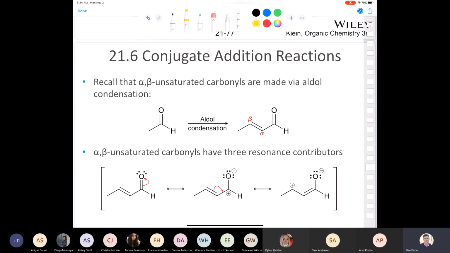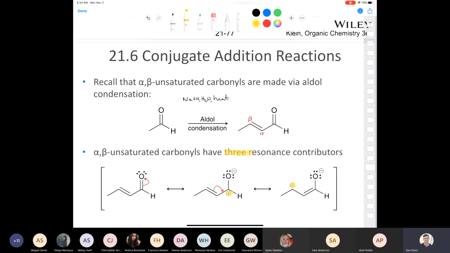Recall that an alpha-beta unsaturated carbonyl is made via an aldol condensation. And we said the conditions for doing that were what? Sodium hydroxide in water, and we heated it up, right? And that drove the E1CB reaction, and we made a conjugated system, right? Well, if you look at the resonance contributors for that alpha-beta unsaturated aldehyde, you can see that there are actually 3 resonance contributors, and 2 of them where we have positive charges on carbon.